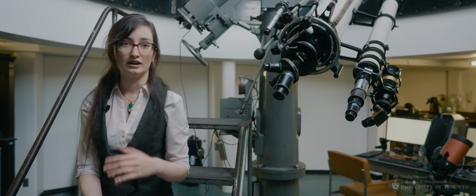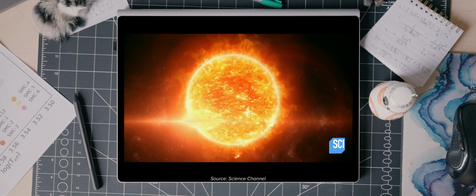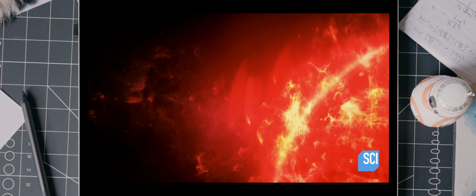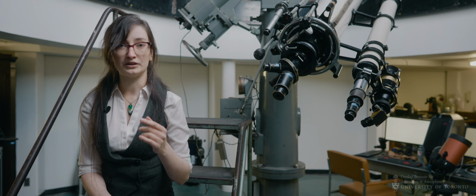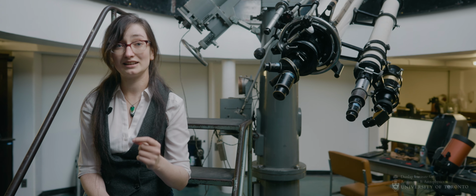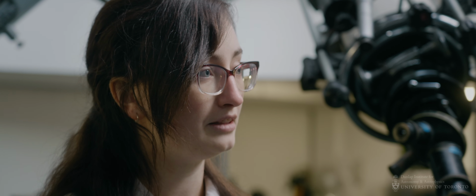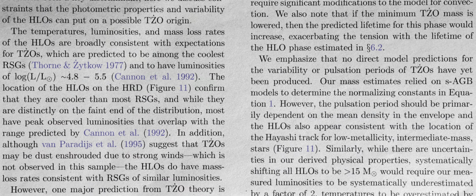Super AGBs are in the last of their evolutionary phases. They're thought to be between about 7 and 11 times the mass of our sun. Most super AGBs won't explode as supernovae, they're giant stars, but the very, very most massive super AGBs will. And therefore, these would be the lowest mass stars that do explode as supernovae.